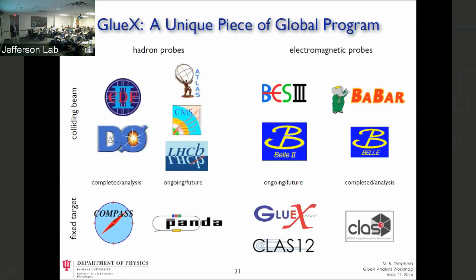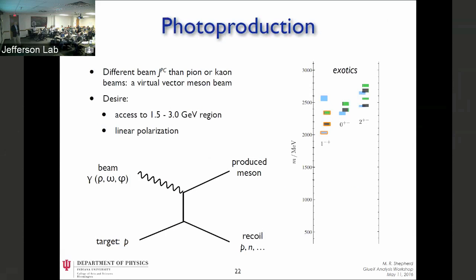And we're primarily aimed at studying light quarks, so things that are made of up, down, and strange quarks, whereas some of these other experiments have done a lot with charm quarks. So in a way, it's a different production mechanism and complementary in many ways. So the mechanism for GlueX is photon production.